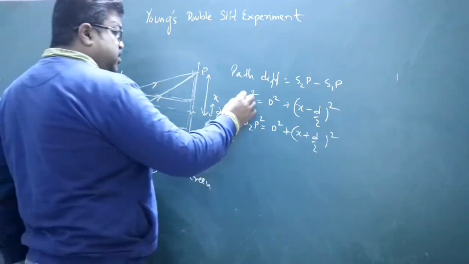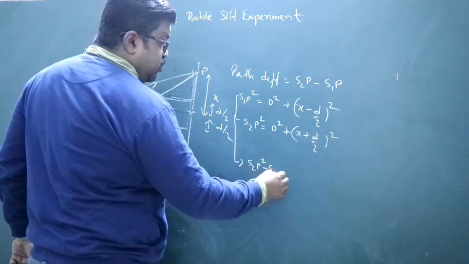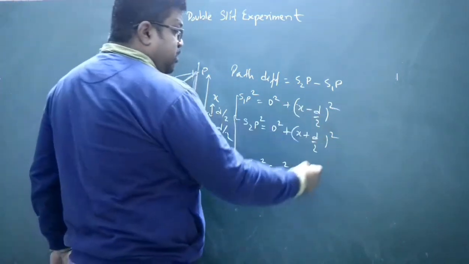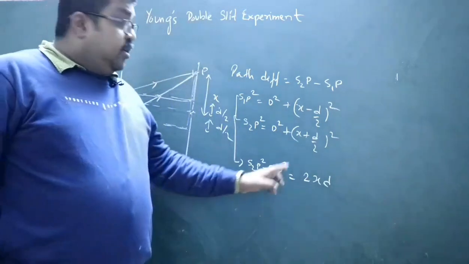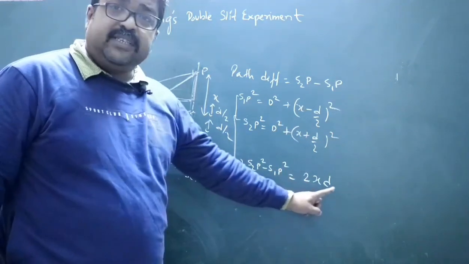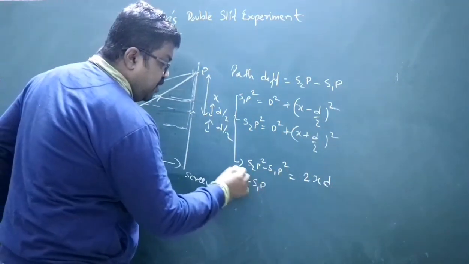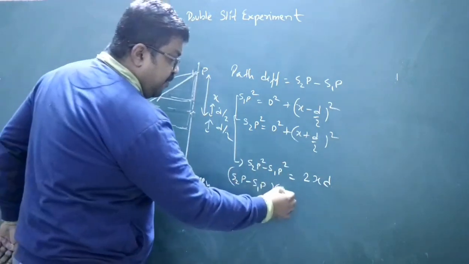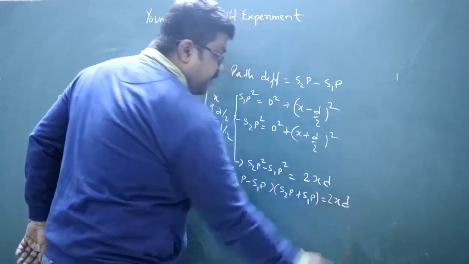Now if you subtract these two equations, what do you get? S2p square minus S1p square is equal to, this term cancels out. If you simplify all these things, you will get 2xd. So S2p square minus S1p square is equal to 2xd. Now this can be written as S2p minus S1p times S2p plus S1p, that is equal to 2xd.